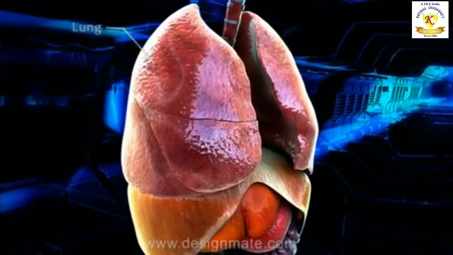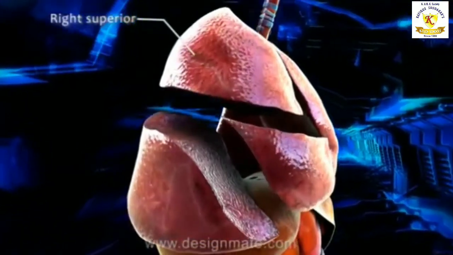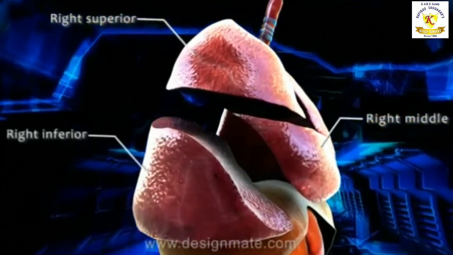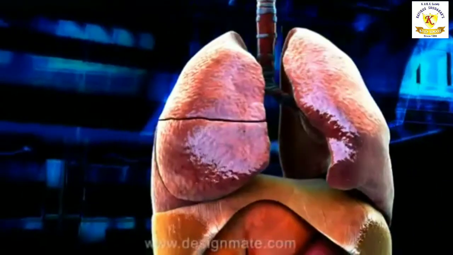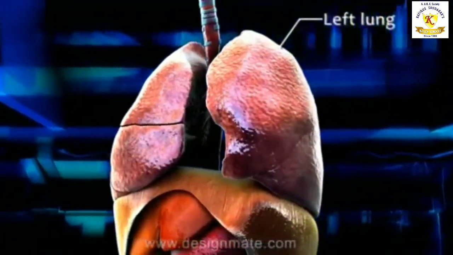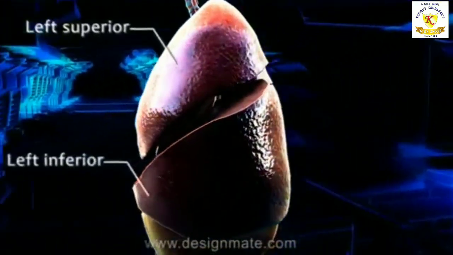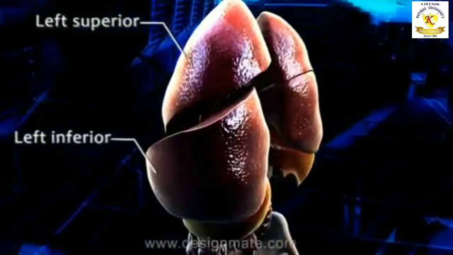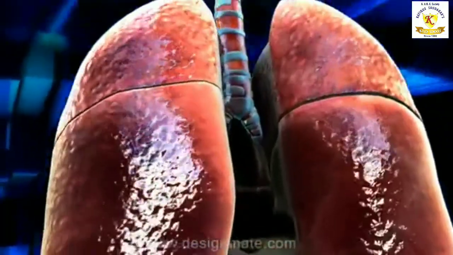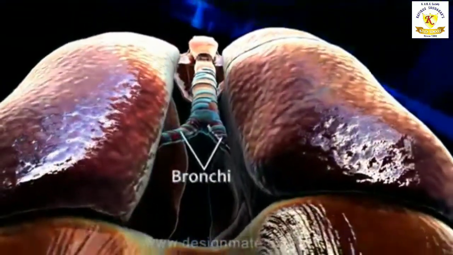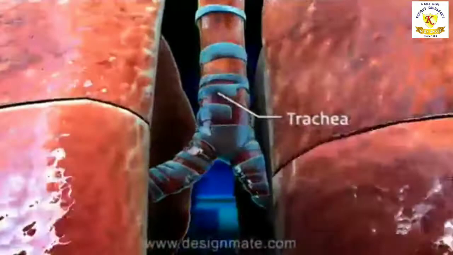The right lung is divided into 3 lobes: the right superior, right middle and right inferior lobe. The left lung is smaller and it has only 2 lobes, the left superior and the left inferior lobe. And then both the lungs are associated externally with small tubular bronchi which unite and extend into the trachea.